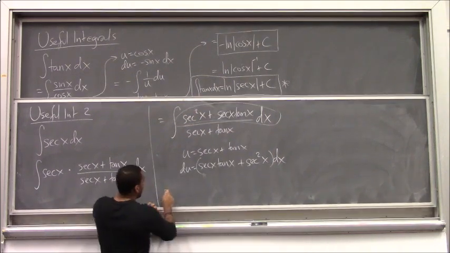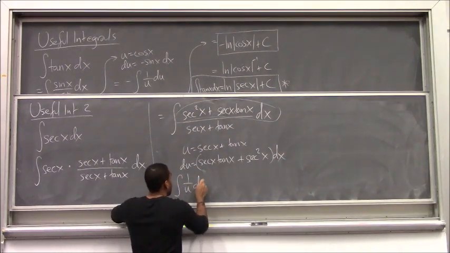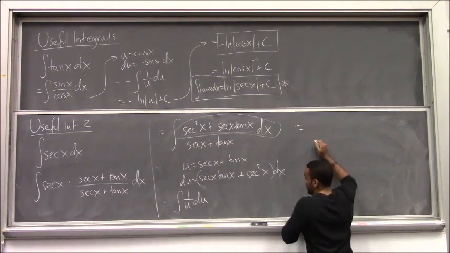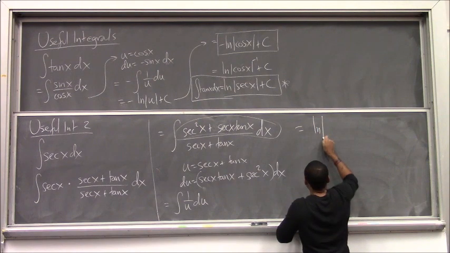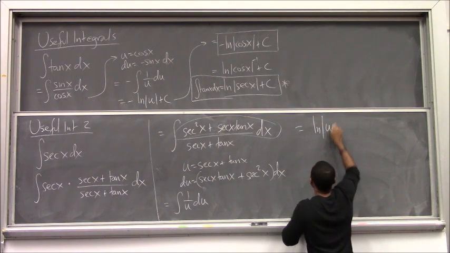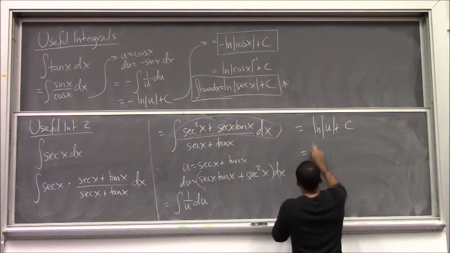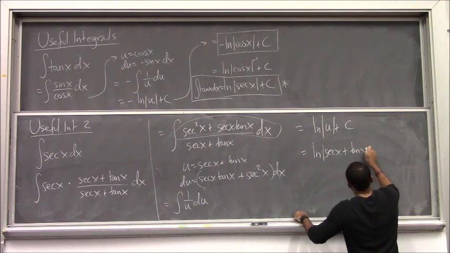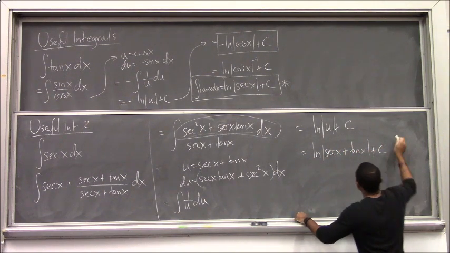So this guy actually becomes 1 over u du with this substitution. So this guy becomes ln of the absolute value of u plus c, which is ln of the absolute value of secant x plus tangent x plus c.